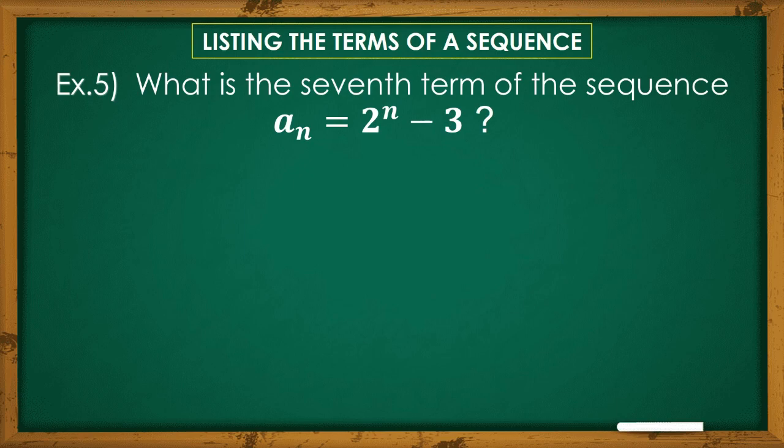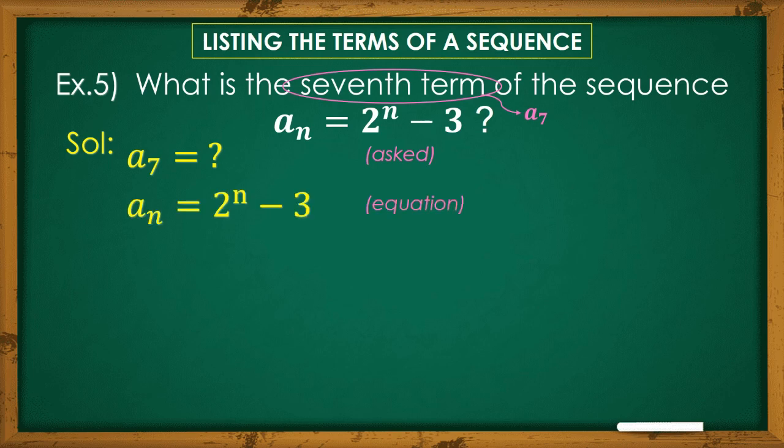What is the 7th term of the sequence a sub n equals 2 raised to n minus 3? So dito sa example natin, specific ang hinahanap na term which is the 7th term or in symbol a sub 7. So tingnan natin yung solution kung paano natin hahanapin or isosolve ang a sub 7. Let's rewrite the equation which is a sub n equals 2 raised to n minus 3.